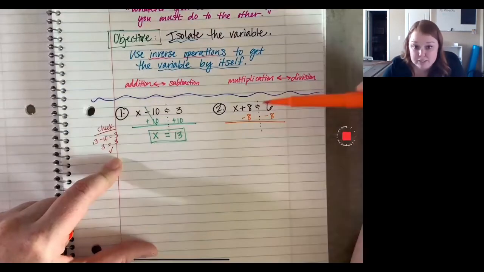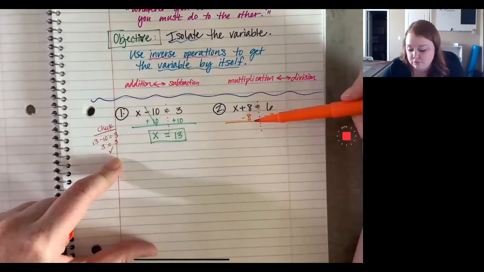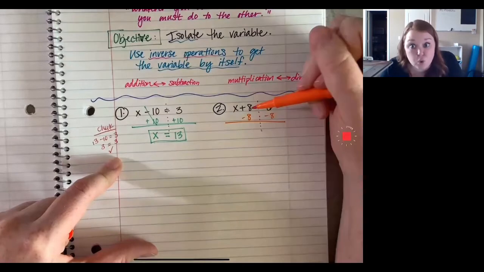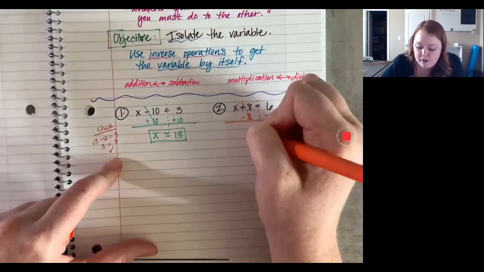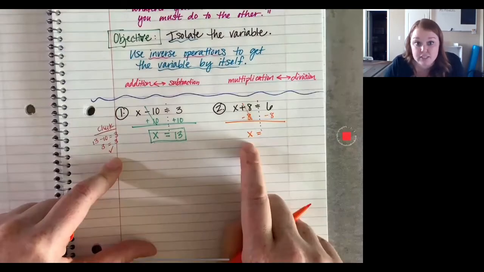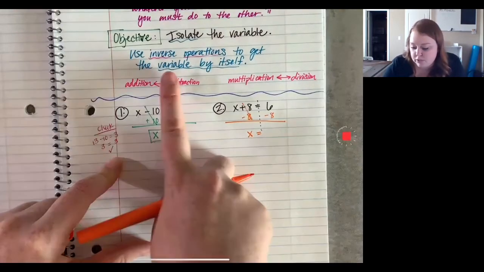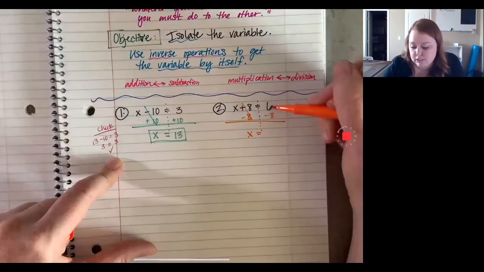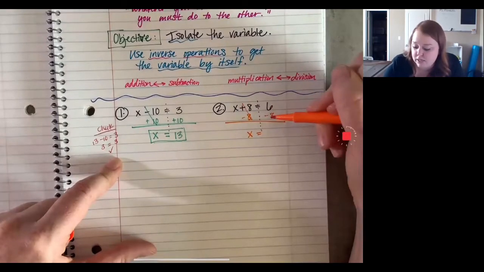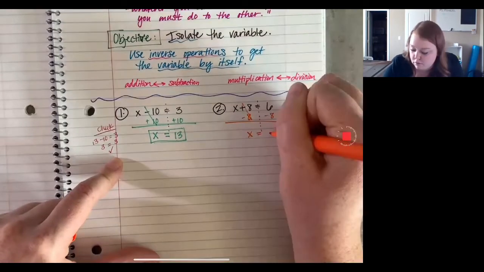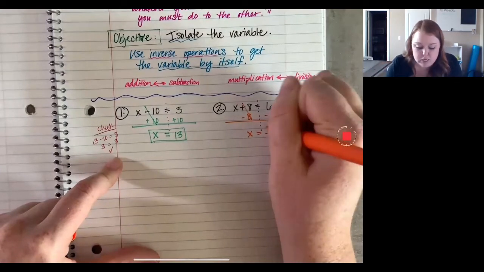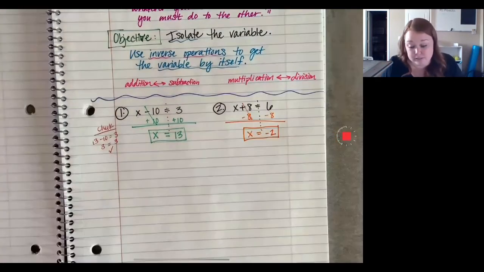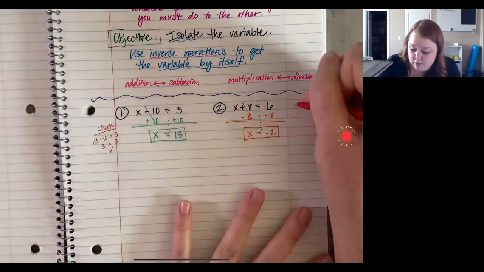Positive 8 minus 8, what happens there? It cancels. That's the whole point of this. Those cancel, so we're left with x. We have isolated x, right? That's our objective. Now we just got to figure out what this side equals. 6 minus 8. Is it 2 or negative 2? Negative 2.